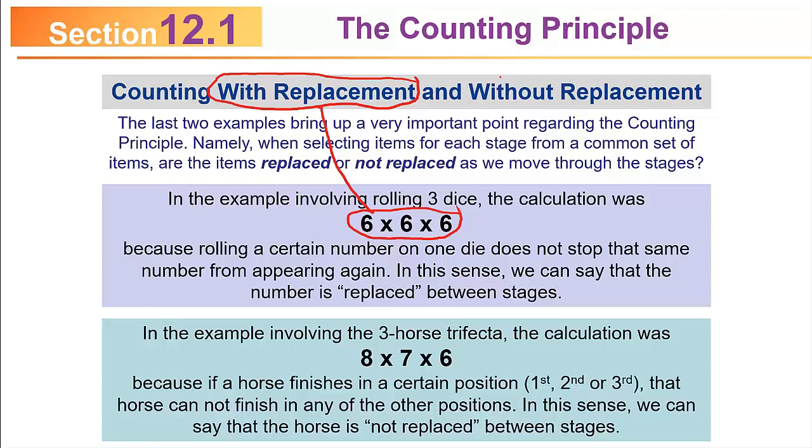But with horses and placing in first, second, or third, a horse cannot place second if the horse has already been a first place winner, and cannot finish third if that horse has placed first or second. In that sense, the horse is not replaced between stages, and that is without replacement. Very important concept. Think about this, because if you don't understand that, you're probably going to have trouble with some of these counting principle problems.